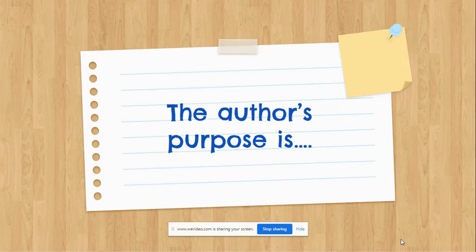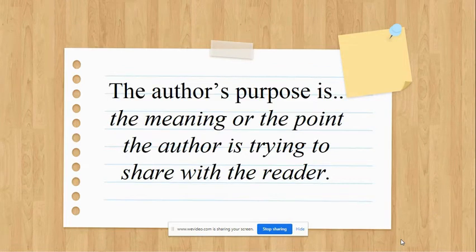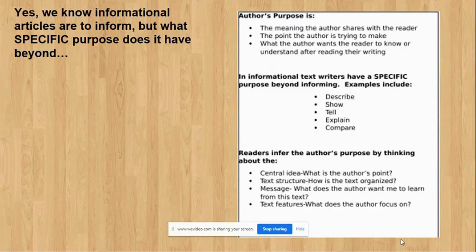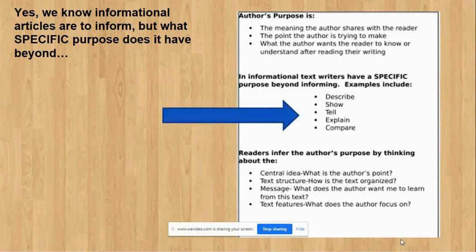So the last thing that we're going to look at is author's purpose. Remember that author's purpose is the meaning or the point the author is trying to share with the reader. This means that the informational articles are, yes, to inform. We know that all these informational articles are to inform, but what specific purpose does it have beyond that? Remember, are they informing to describe, to show, to tell, to explain, or to compare?